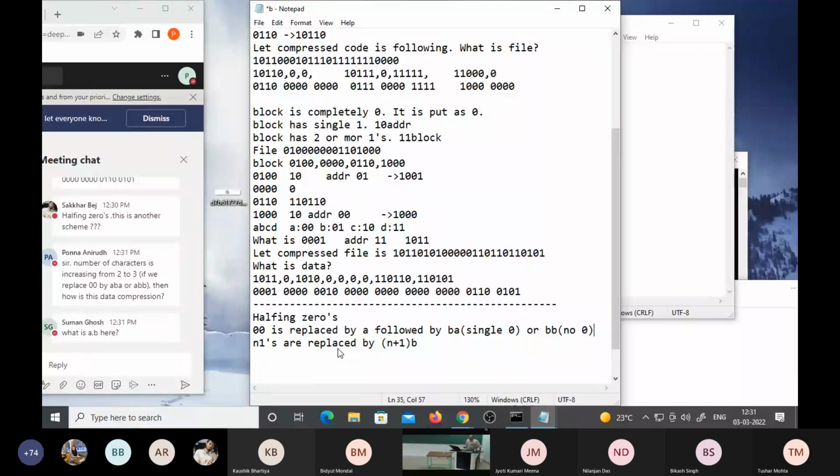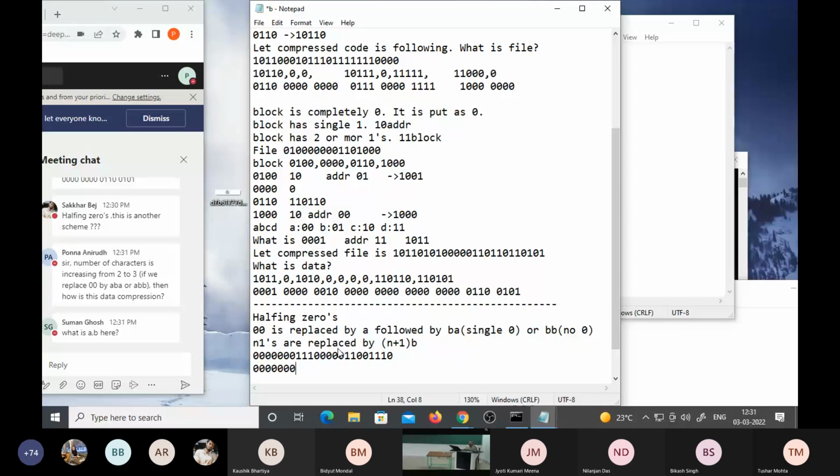Now, let us see this. 0, 0, 0, 0, 0, 0, 0. How many zeros are there? Followed by 1, 1, 1. Followed by 0, 0, 0, 0, 0. Followed by 1, 1, 0, 0, 1, 1, 1, 0. Let us see. What we shall do in this case?